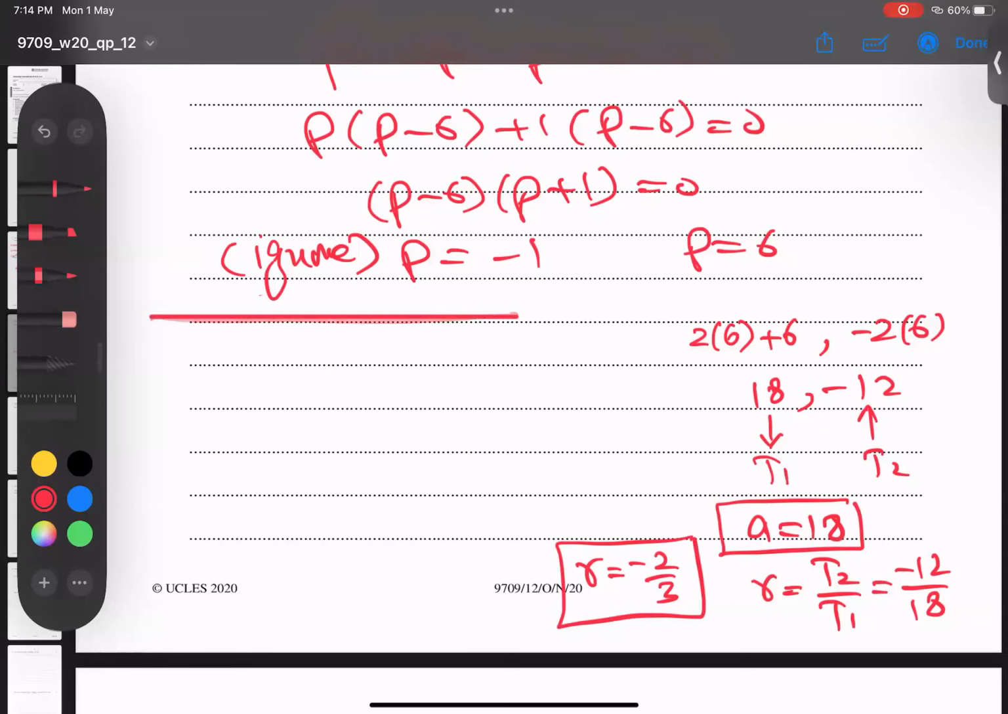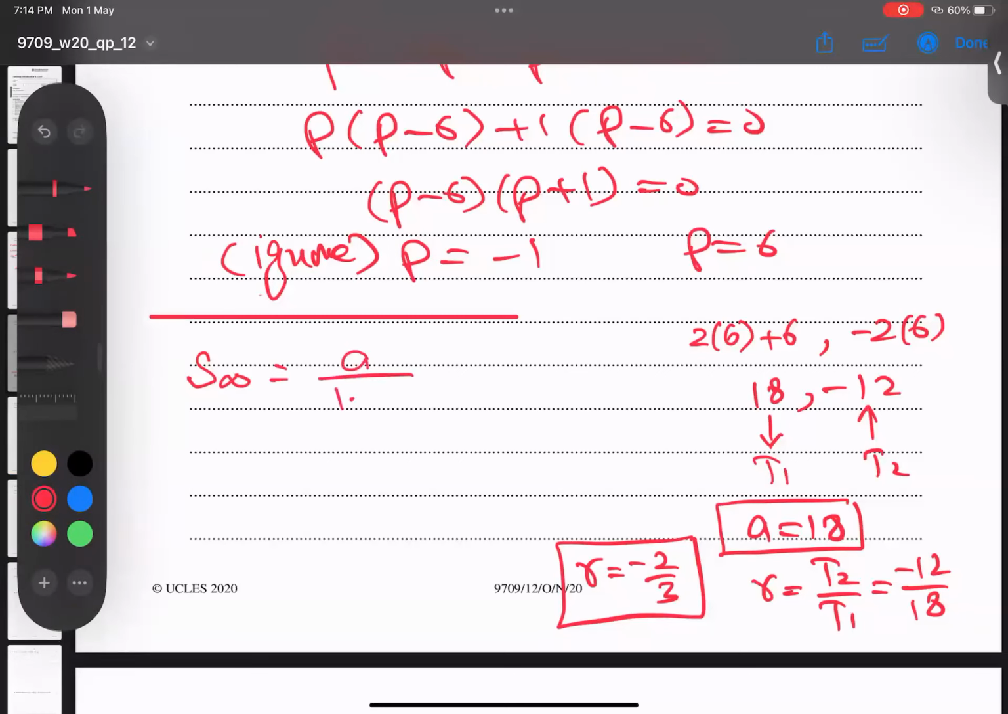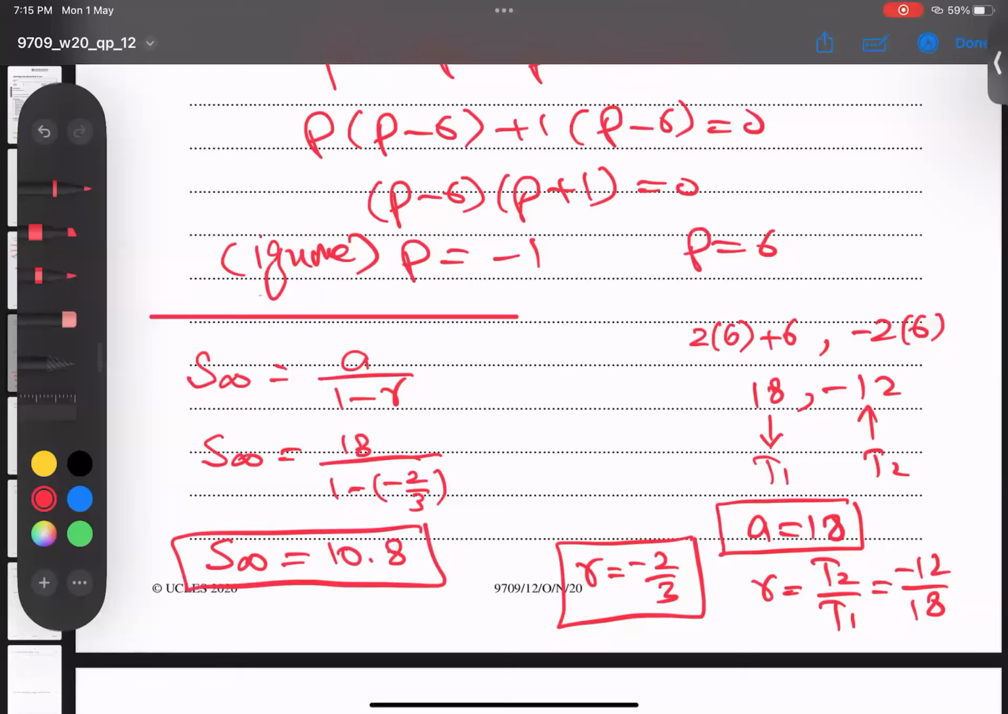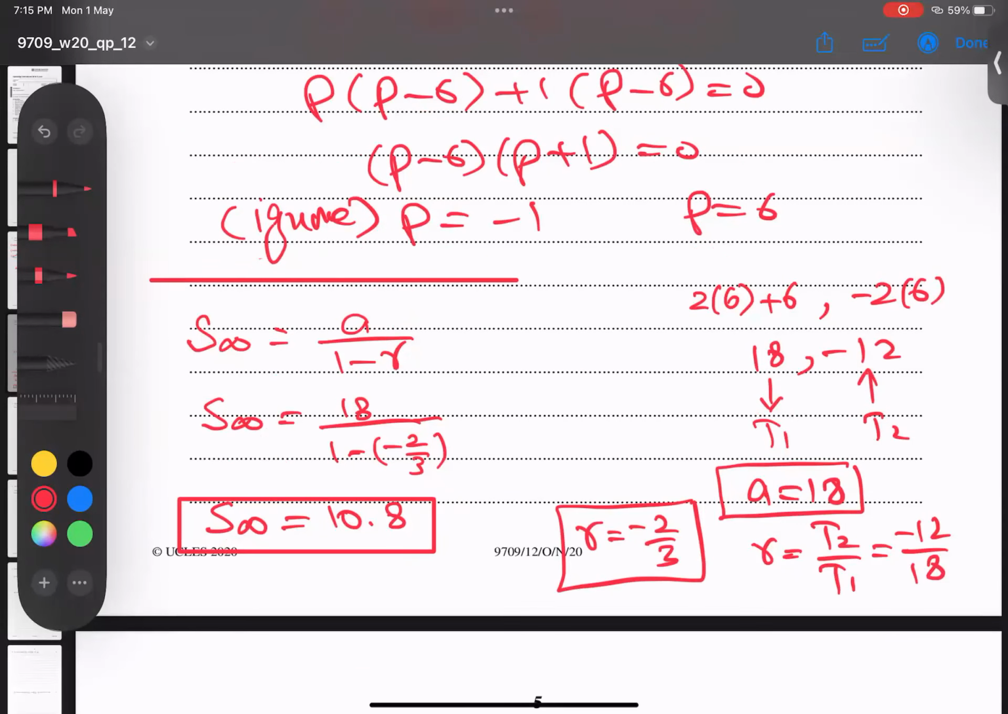And now I'm finding the sum to infinity. The formula is very clear, a over 1 minus r. The a value 18, I plug in here, and the r value is negative 2 by 3. If I type in the calculator, students, I'm getting the answer 10.8, sorry. Alhamdulillah Rabbil Alameen. I hope this point is also clear, and let's go for the next question.